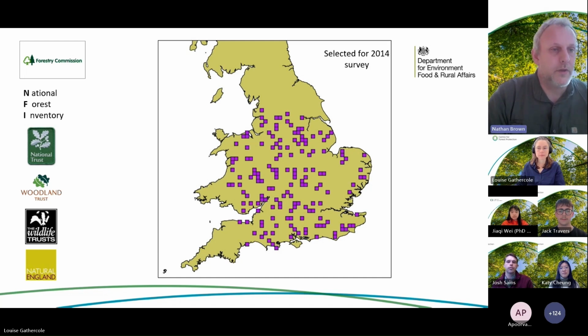local groups. So firstly, we used NFI to target in 2 sites, but we could not always get landowner permission to survey. So we worked with National Trust, Woodland Trust, Wildlife Trusts, Natural England, and lots of councils to identify oak woodlands we could go and visit.